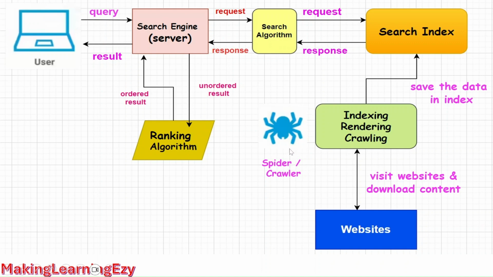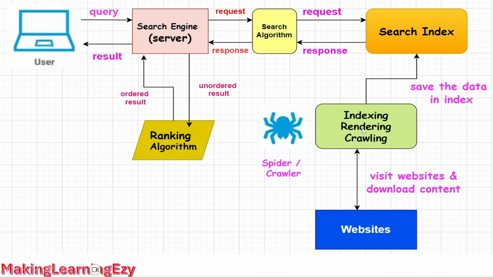So first, spider or crawler starts the crawling of the website. In crawling, the crawler visits the website and downloads its content. Then rendering process is triggered. In the rendering process, the JavaScript, CSS present on the web page are downloaded and applied on the page to get the rendered page.